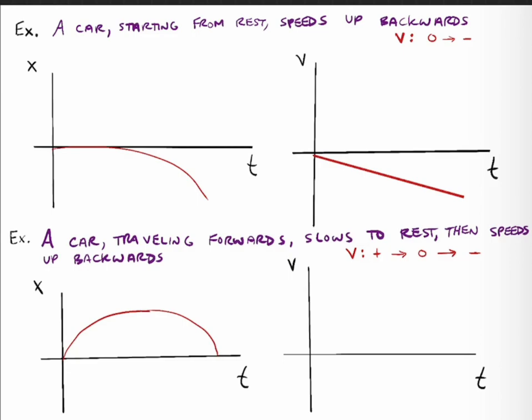And then for my velocity, I simply need to go from a positive point down to 0, down to a negative point. So those are my 3 points, from a positive to 0 to negative, and that's how I would analyze or graph a more complicated type of motion.